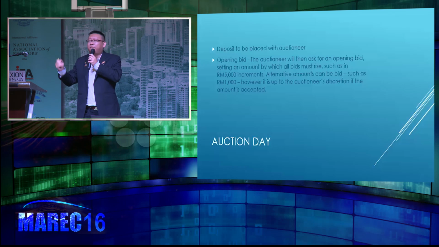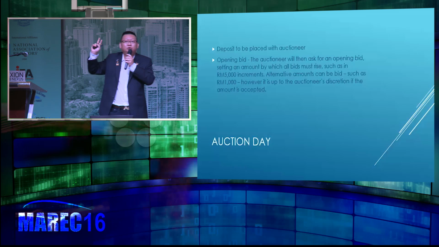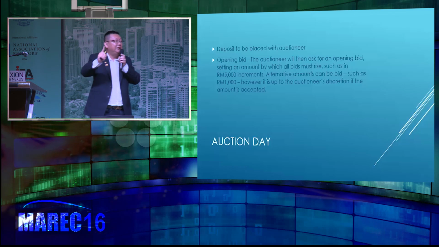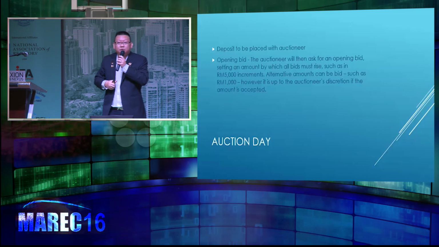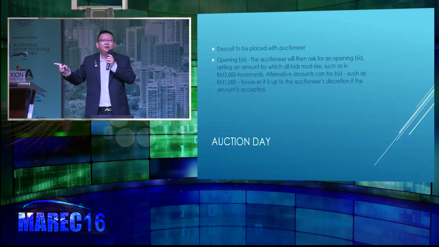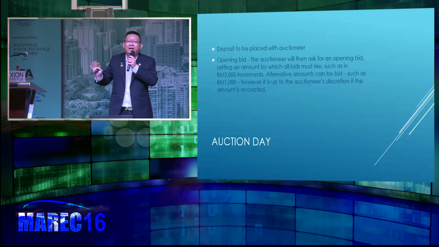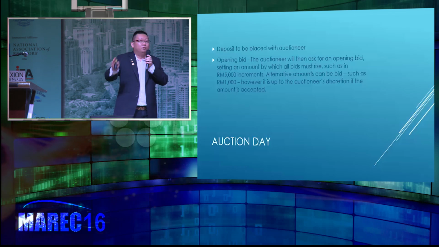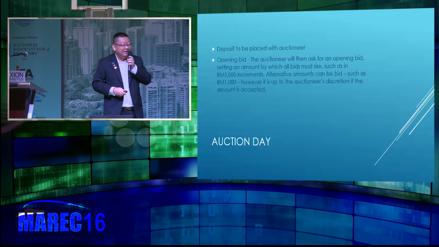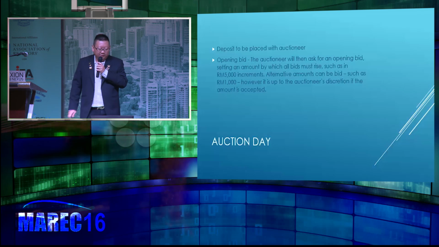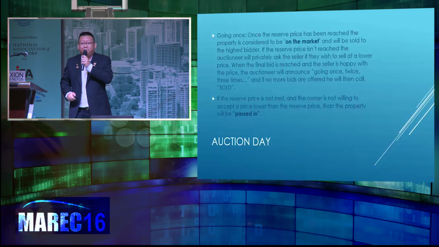So what if it only went up to 900,000 and you know the reserve price is 1 million? There are two situations here. The first situation, the auctioneer can immediately seek consent from the owner: I'm sorry, Mr. Lim, are you willing to put the property on the market at 900,000? If he says yes, then the property is on the market. If he says no, and there is no other higher bidder, then the property will be passed in. Passed in, P-A-S-S-E-D. This is what I explained just now: the property will be passed in if the reserve price is not met.